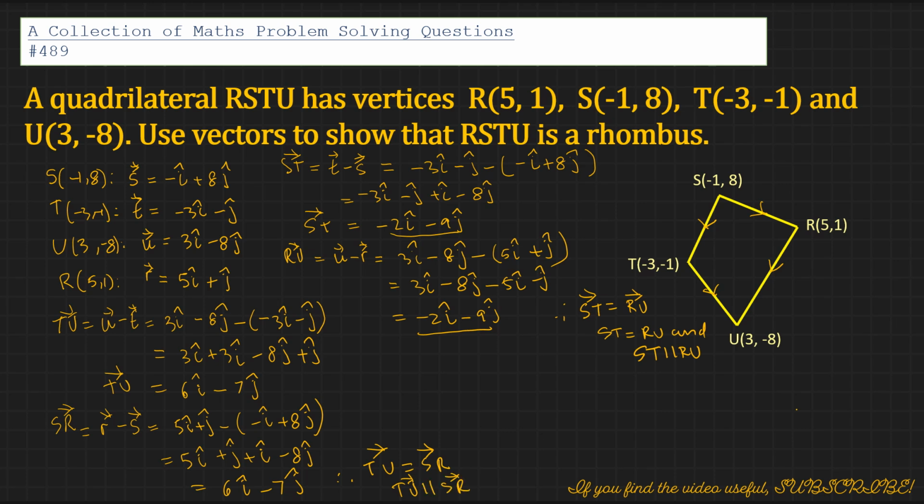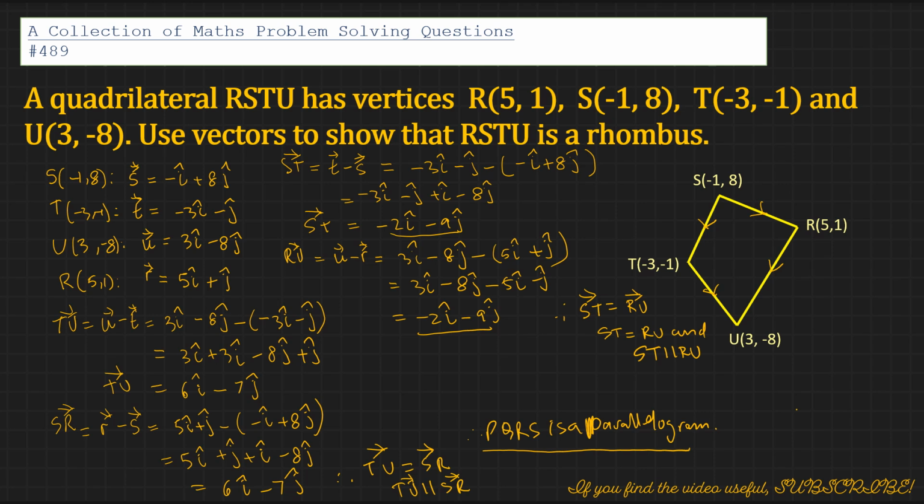So we get that RSTU is a parallelogram. But it doesn't mean it's a rhombus. A rhombus is a special parallelogram where all sides have to be equal. So we have to prove the sides are equal, that is, we have to prove that the distances are equal.